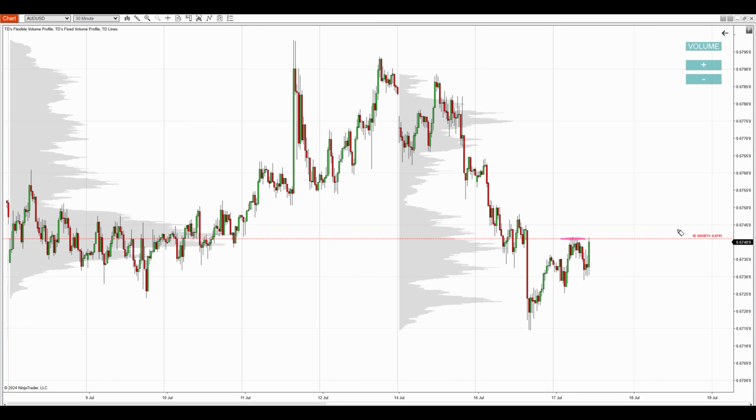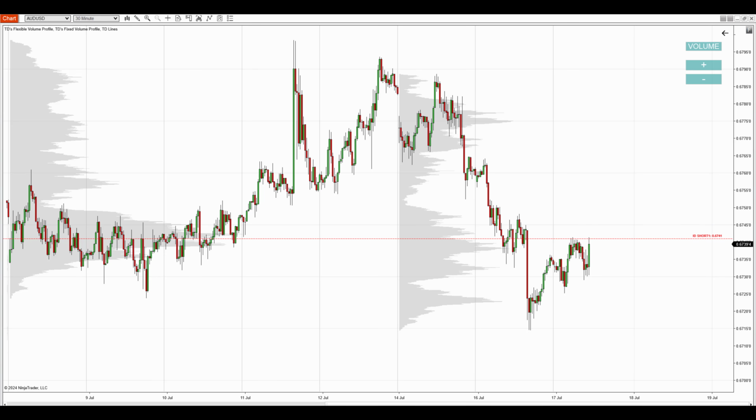This was the resistance at 0.6741. By the way, you are looking at a 30-minute chart of the Australian dollar US dollar. Let me talk about the reasoning behind this trade and about the reasoning behind managing the position and taking the profit. So let's first talk about the reasoning behind this trade. A couple of reasons here.